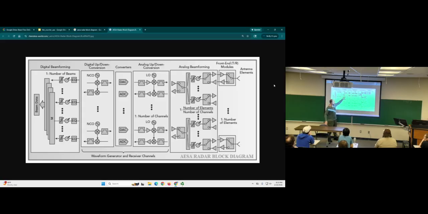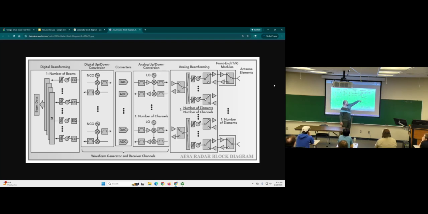Once we've done that, in this case they do it digitally, then we translate this back to analog, and then on receive it goes from analog to digital. This is the analog up and down conversion, so there's a whole other step. This is where they actually bring it to the super high frequency. This is an intermediate digital thing. It's a little harder to explain right now.